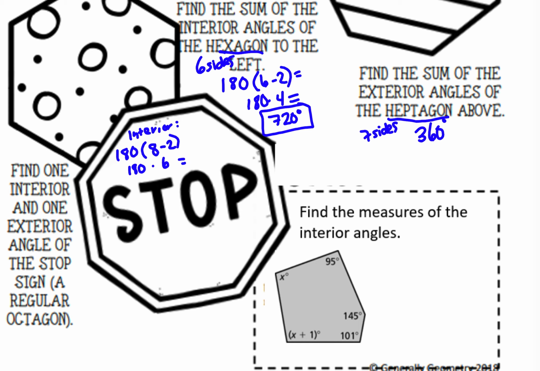I said it correctly, but then I didn't write it correctly, so let's try that again. 1080. And then I need to divide by 8 because there are 8 equally sized angles. So interior is going to equal 135 degrees each. For my exterior, the outside angles, we have 360 degrees altogether, and we have 8 angles. So we do 360 divided by 8 and we get 45.